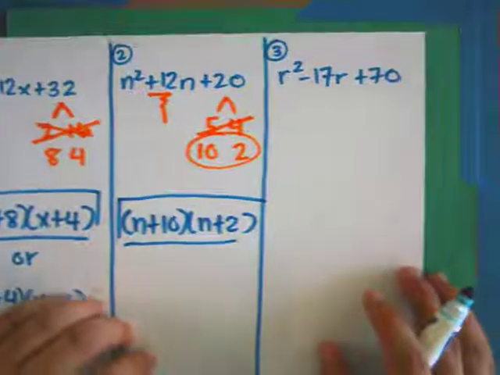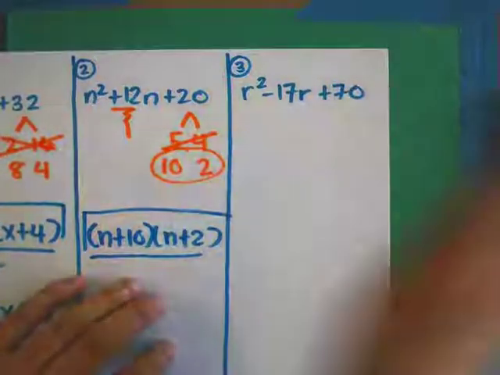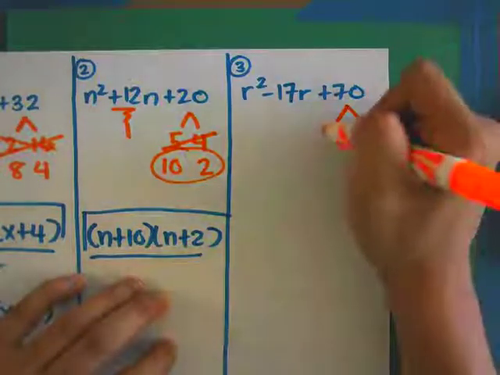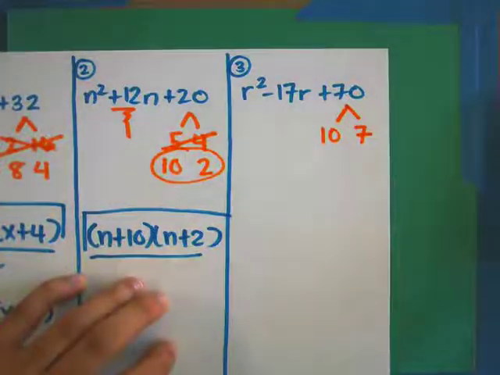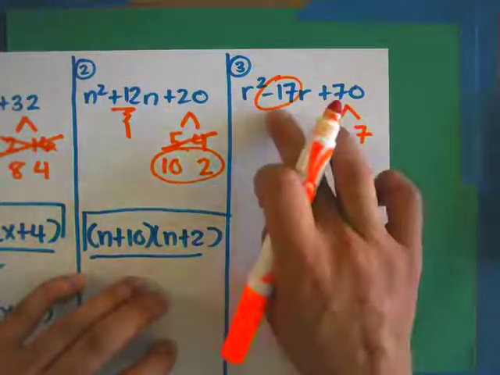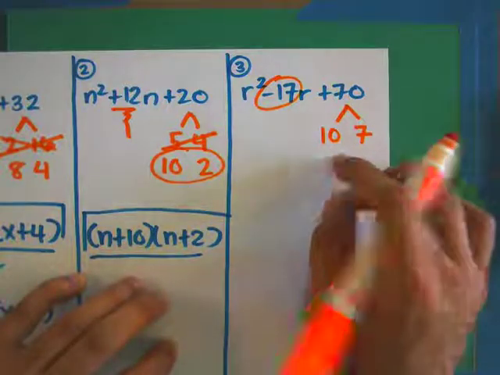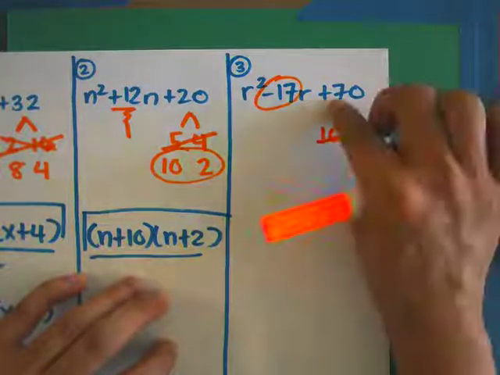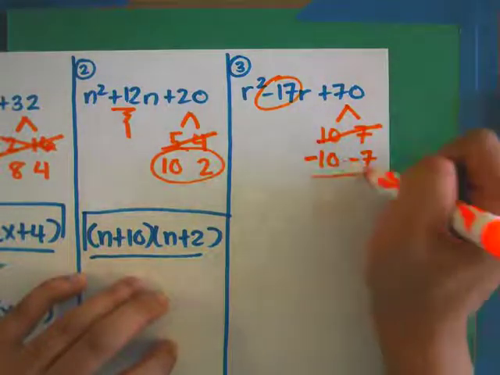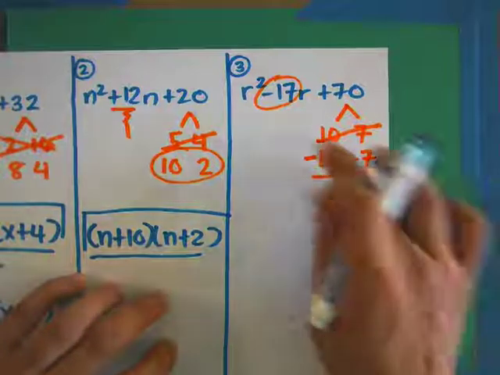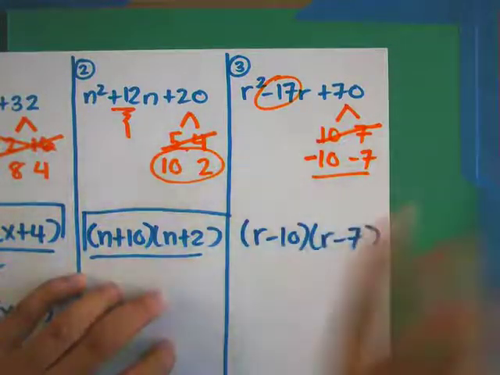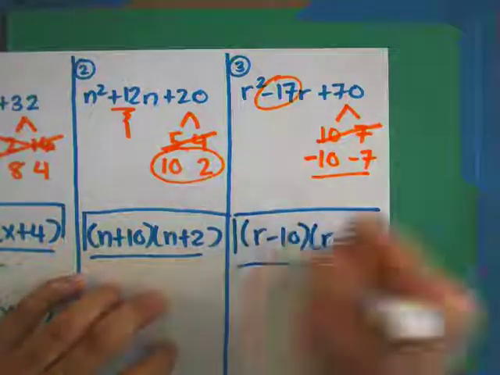All right, let's do this one over here. There's a 1 in front of the r squared, so we can do this. What 2 numbers multiply to 70? I immediately think 10 times 7. The only problem with 10 times 7 is we want these 2 numbers to add up to negative 17, but they're going to add up to positive 17. So remember, if you have a positive number, you can have either 2 positives or 2 negatives, and this is going to work out. Negative 10 plus negative 7, that's negative 17. So you're going to have r minus 10 and then r minus 7. Or you can even switch it around, that's totally fine for that one.